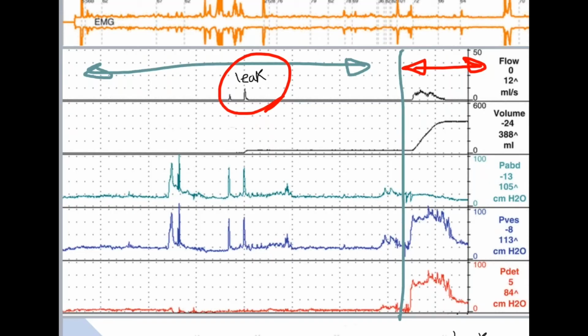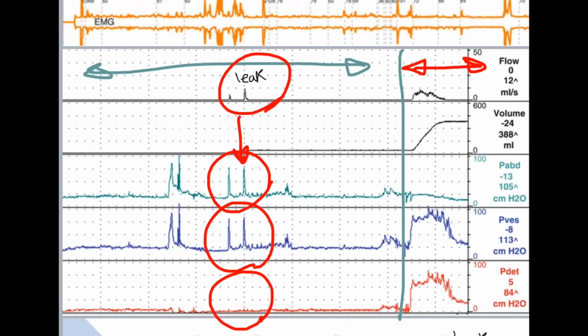As you can see, the P abdominal is high, P vesical is high, which is normal, and P detrusor has no change. So the detrusor muscle didn't contract. So why do we leak? That means the sphincter is very weak to hold the urine, because normally the sphincter will not open unless the detrusor muscle contracts. Here there is no contraction of the detrusor muscle, and in spite of that, the urine came out. That means the sphincter is weak, and that's the stress incontinence diagnosis.